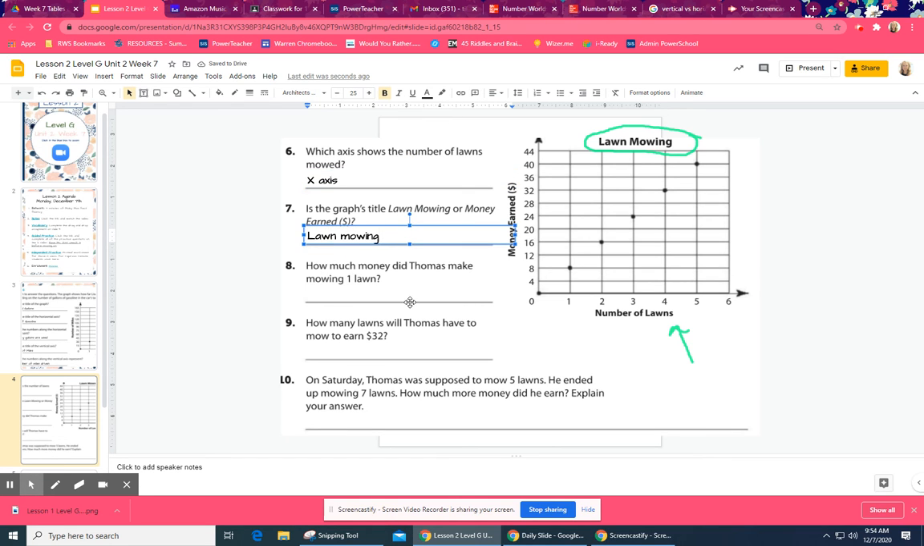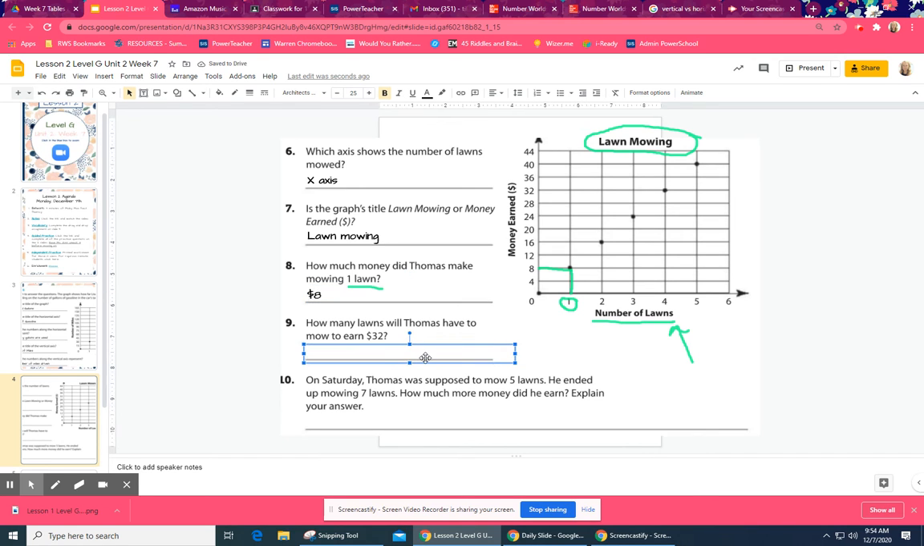How much money did Thomas make mowing one lawn? Okay, now we're getting into reading the graph. So look at your labels on the axis. Number of lawns is on the bottom. So find where it says one lawn, and then you'll go up to where they plotted their point, which is right here. To find out how much money he earned, you'll just follow it to the other axis. So it looks like he earned $8 per lawn.